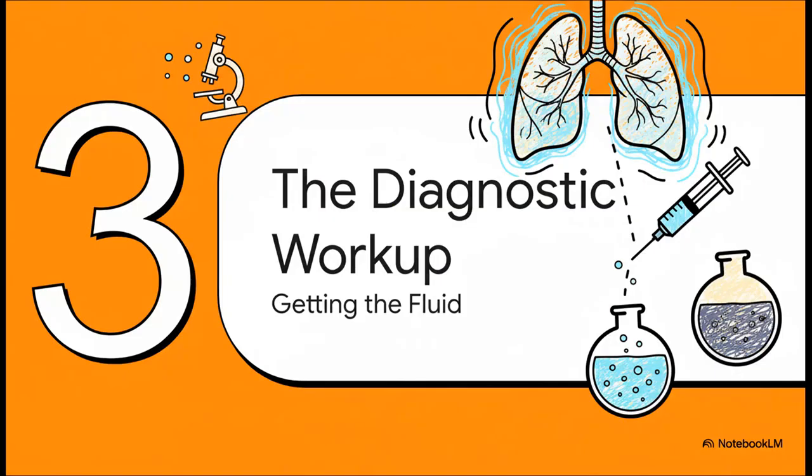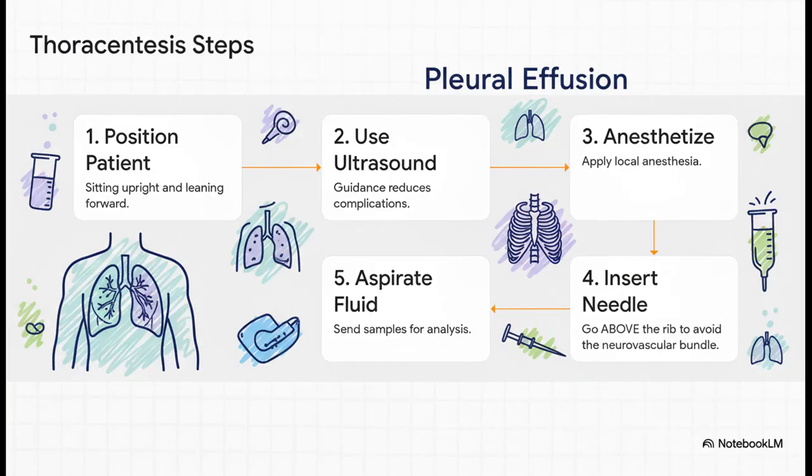So, we have our list of suspects, but how do we actually prove what's going on? Well, we have to go in and analyze the fluid itself, and that means it's time to do a thoracentesis. Doing this safely is absolutely key. You'll have your patient sit up and lean forward on a table. That helps the fluid pool at the bottom. And you always use ultrasound. It's the standard of care for a reason. It seriously reduces the risk of hitting the lung.